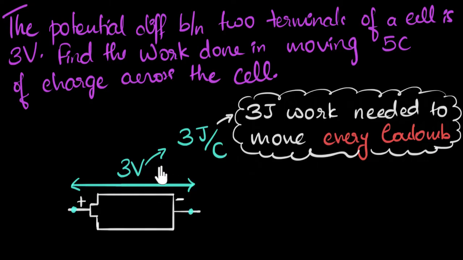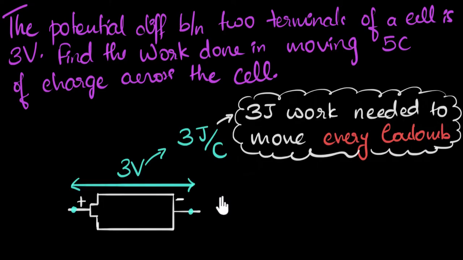So now that we know what it means, what is the meaning of potential difference, let's see if we can answer the question. We need to calculate work done in moving 5 coulombs of charge. What we already know is to move 1 coulomb, we need to do 3 joules of work. To move 5 coulombs, how much work do we need is the question. So with this data, pause the video and see if you can try and answer this question yourself.